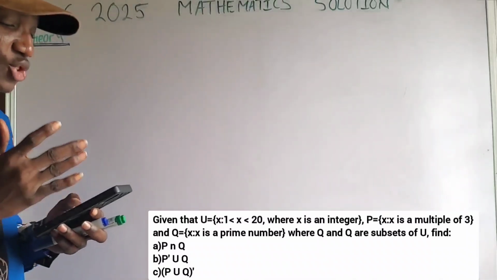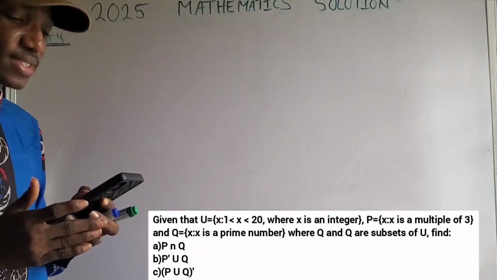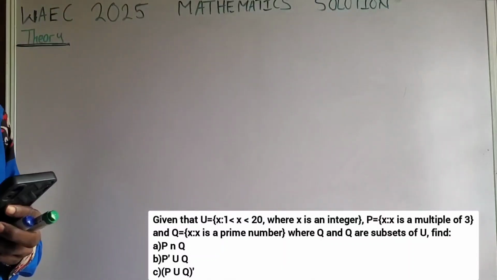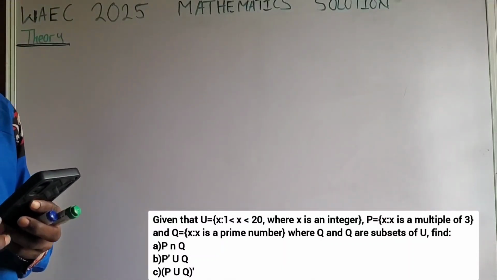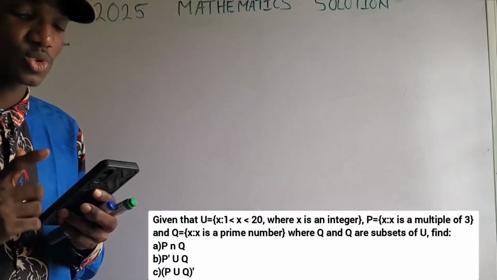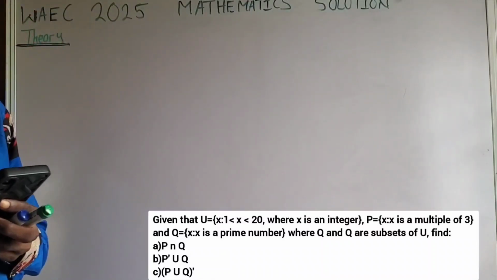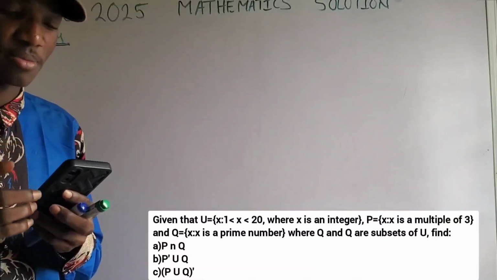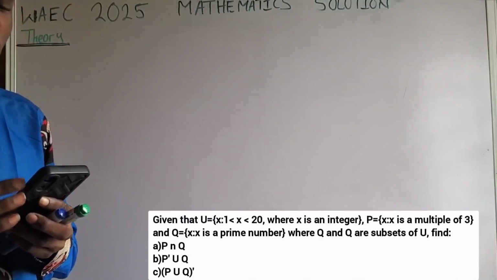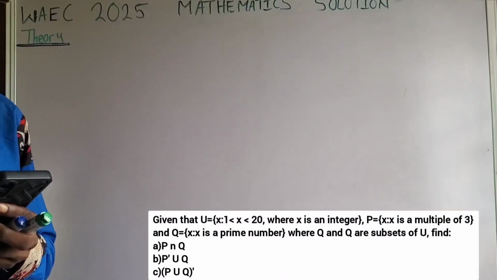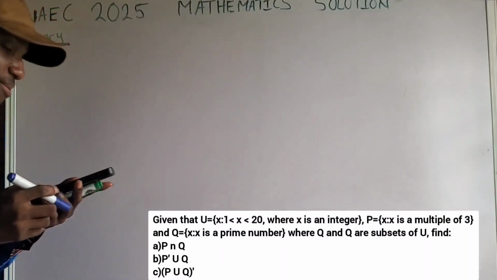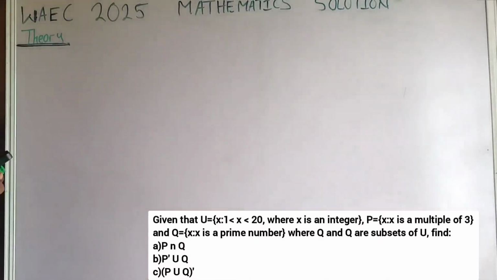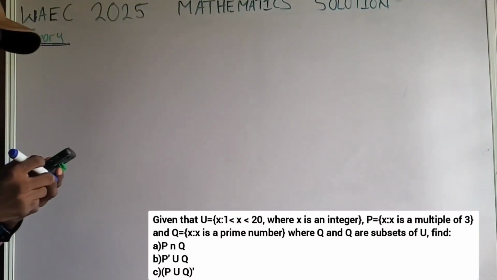Given that the universal set equals x such that 1 is less than x less than 20, where x is an integer, and P equals x such that x is a multiple of 3, and Q equals x such that x is a prime number, where P and Q are subsets of the universal set, find (a) P intersection Q prime, (b) P prime union Q, (c) P union Q prime.